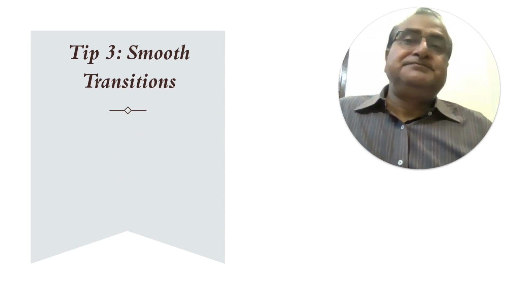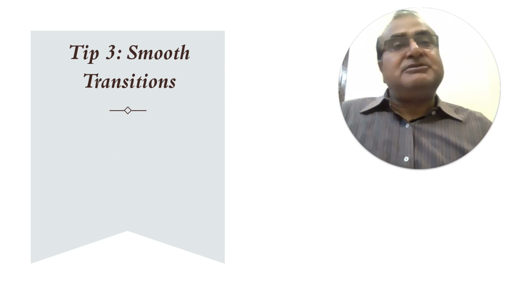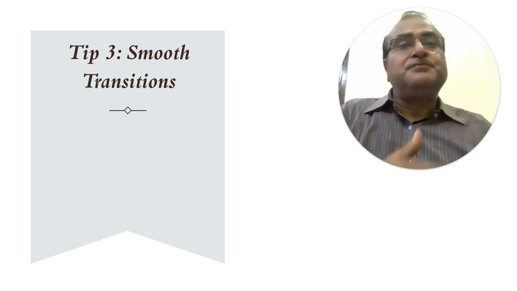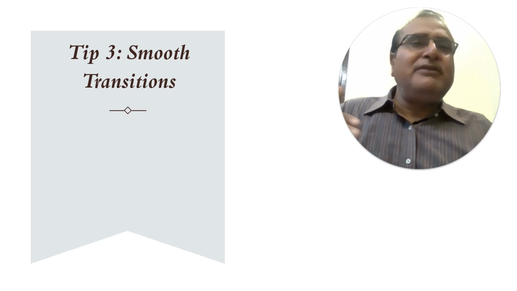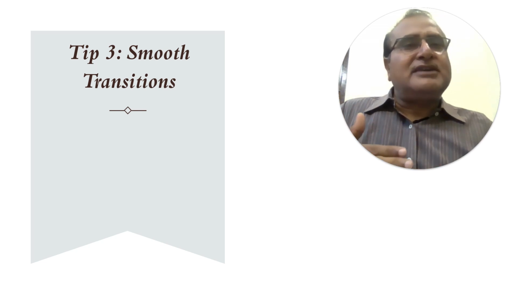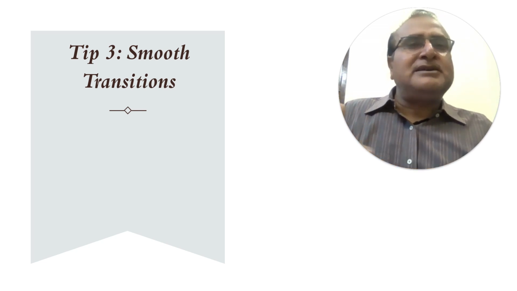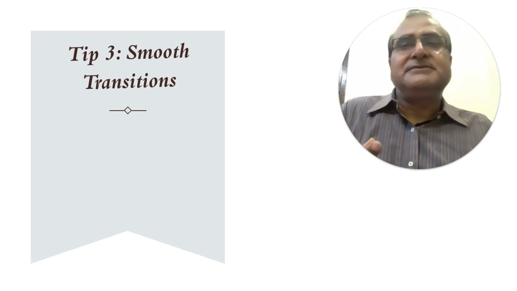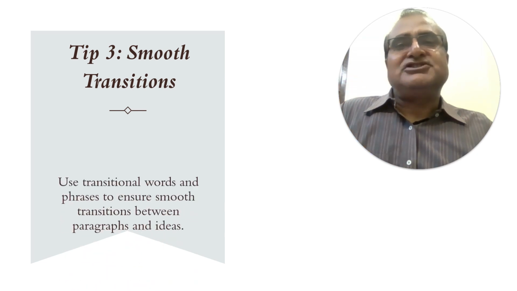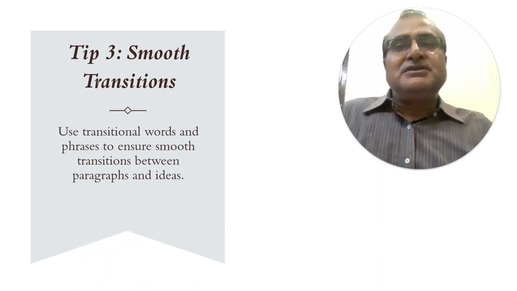Tip number 3 is smooth transitions. That means transitions and flow of your ideas, smooth, natural way. Select only very simple sentences and carry on with the idea that you gather, that you collect. Smooth transitions. Use transitional words and phrases to ensure smooth transitions between paragraphs and ideas.